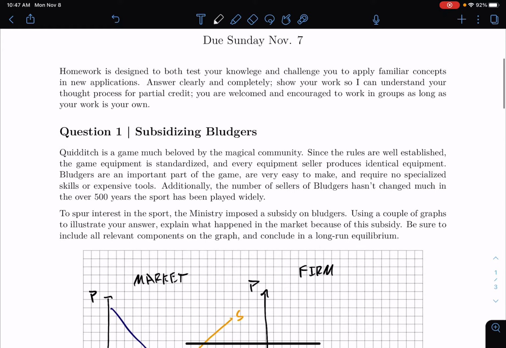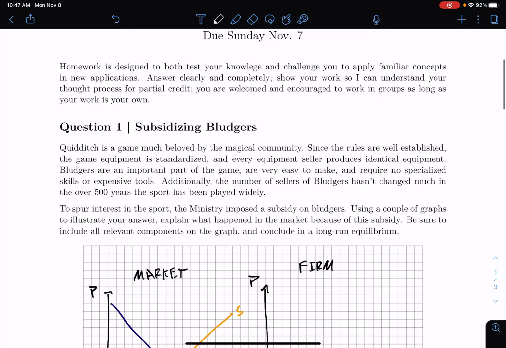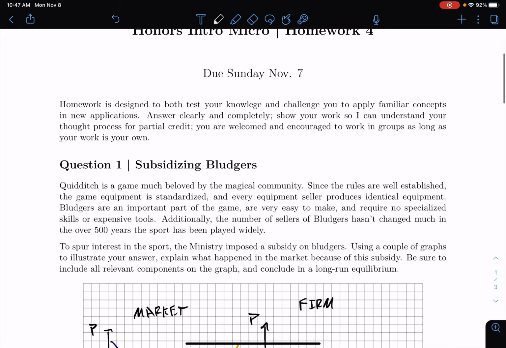So the first part of this question is just sort of diagnosing what the market looks like. And I've already set up some of the graphs here to save us a bit of time. But a couple pieces to point out here, just to diagnose what type of market we're looking at and where it is in time.